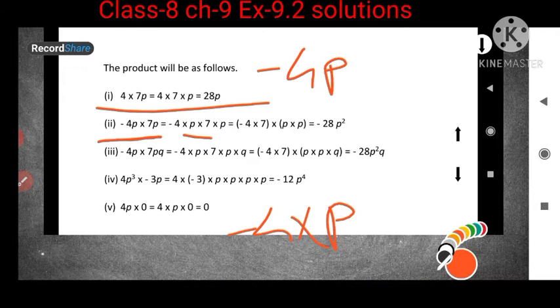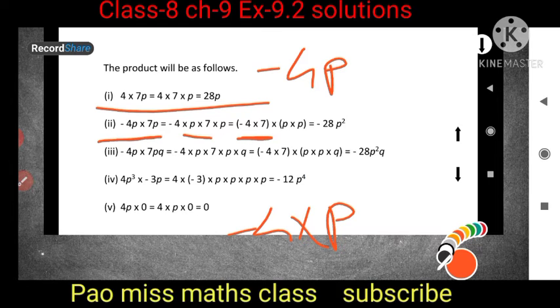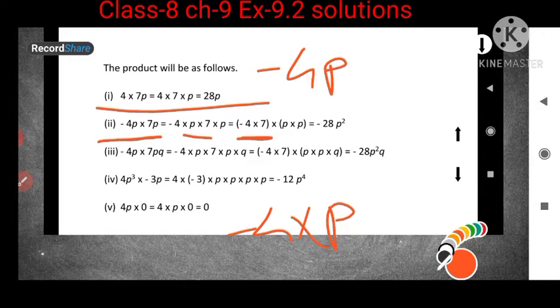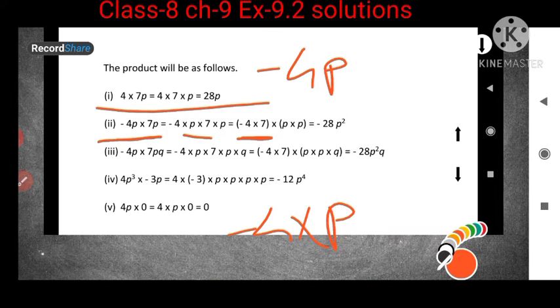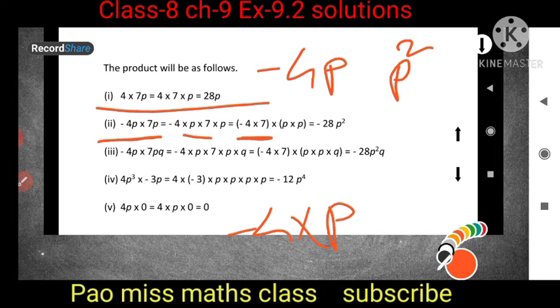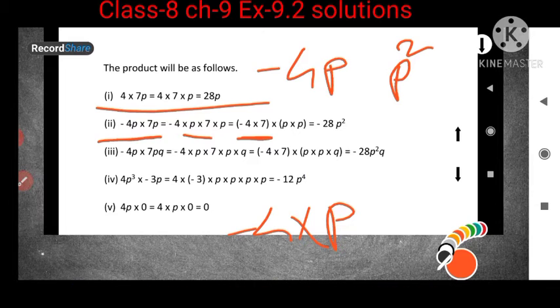Now you will collect only the numbers together and multiply them. Here the numbers are 4 and 7. Now 4 is negative, so minus 4 into 7, then multiply with the variable. The variable is p into p, and p into p is p square, because if you multiply the same variable, it becomes an exponent form, which means a power form.